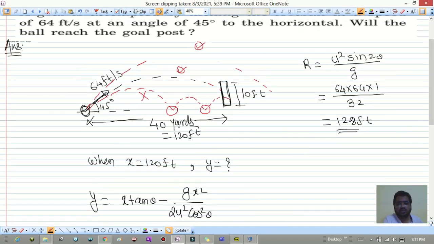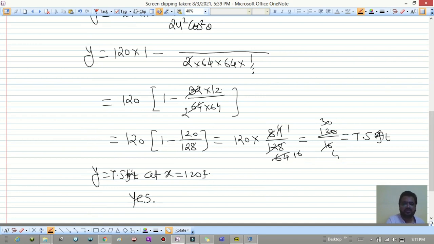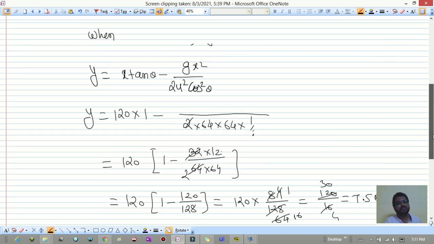This indicates that at 120 feet, the ball is at a height of 7.5 feet from the ground. This indicates this ball will surely go into the goal, isn't it? Into this goal post, we can say. So yes, you can write: ball will surely go into the goal post. So I hope this is clear.